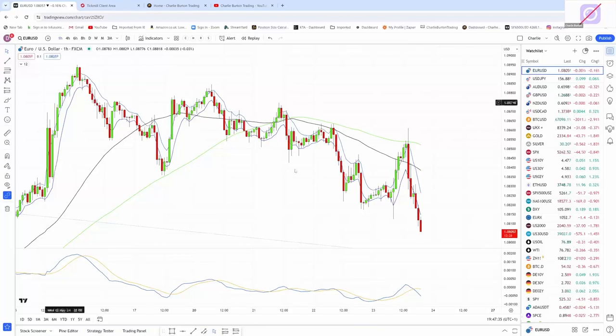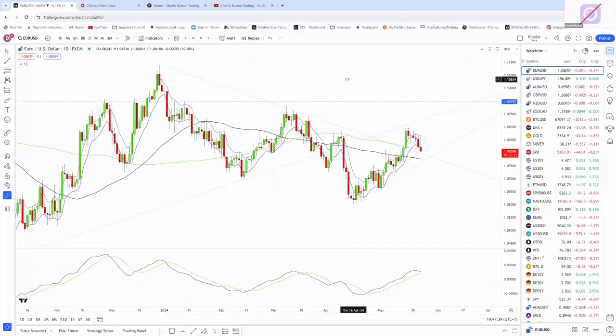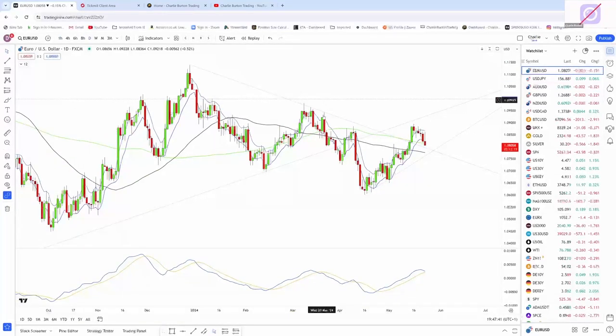Is this only for Forex? Sorry, I'm trying to come back up to some of the questions here. No, you can use it on anything. Some of my traders, actually, Chaz, use it quite a lot on US stocks. They're using it for swing trading. I don't know about intraday, but yeah, they're using it on stocks.